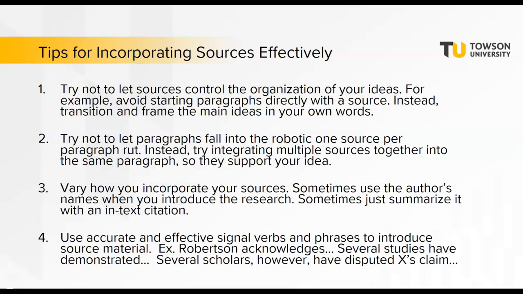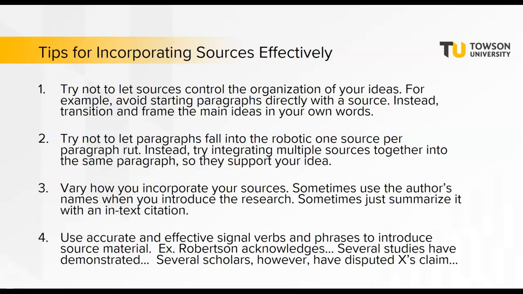And then you want to vary how you incorporate your sources. So, sometimes you're just going to be using the author's names, or sometimes you use the author's names and introduce the research that way. Sometimes you just want to summarize it and you'll just have an in-text citation. But you want to vary how you're doing this. And you also want to use effective and accurate signal verbs. You want to vary those signal verbs. Signal verbs are the things that, it's like when you say Robertson acknowledges. Acknowledges is a signal verb. Or several studies have demonstrated. Demonstrated is a signal verb, right? Disputed is a signal verb.